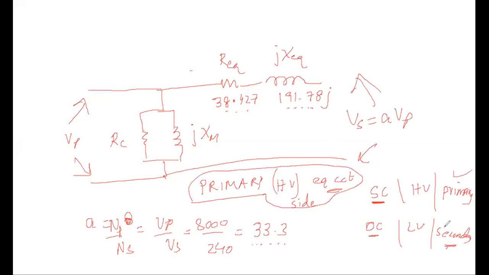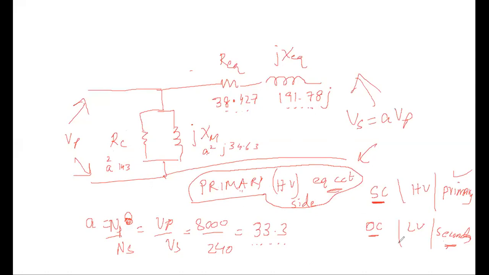So I can make these parameters refer from the secondary side towards the primary side by multiplying them by A square. So it will be A square times RC, which was 143, and A square times JXM, which was 34.63 J. So I'm going to multiply each with A square. So that is the square of 33.3.